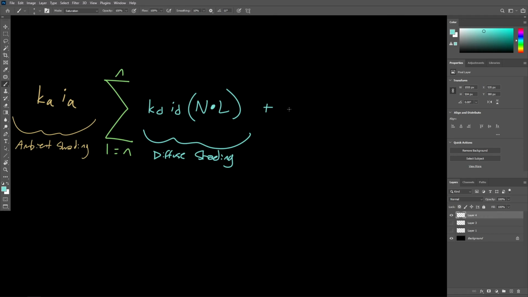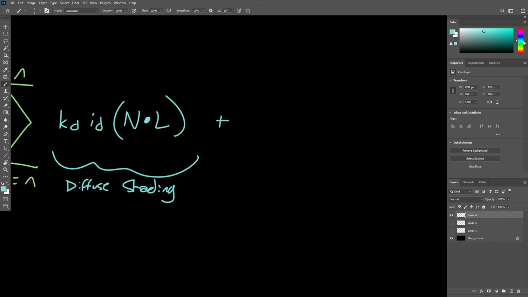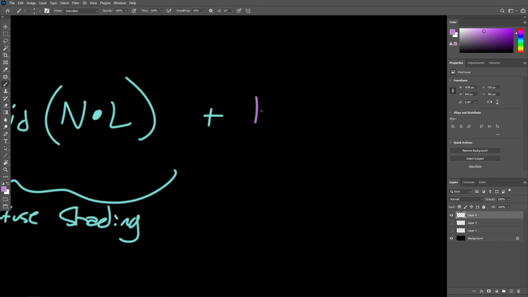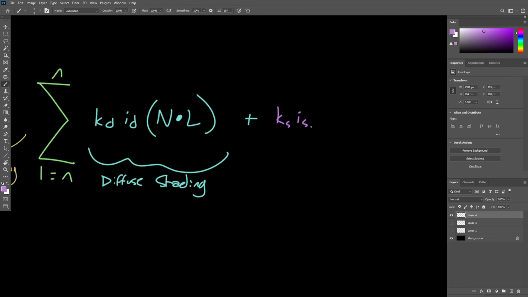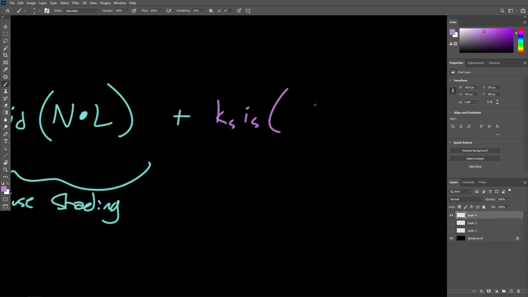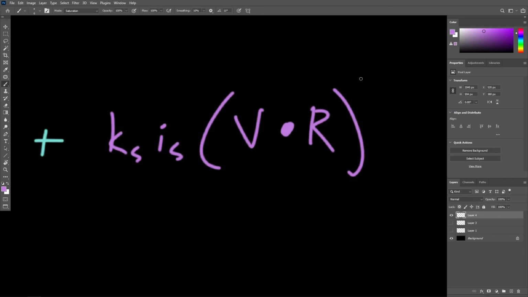And to that, we can add our specular term. Okay, one last color here, and just bring in, again, the specular shading coefficient times the specular light intensity multiplied by, and remember, it's not normal and light vector. In this case, it's view vector, taking the scalar product between that and the ideal reflection vector, raised to the power of this shininess constant.